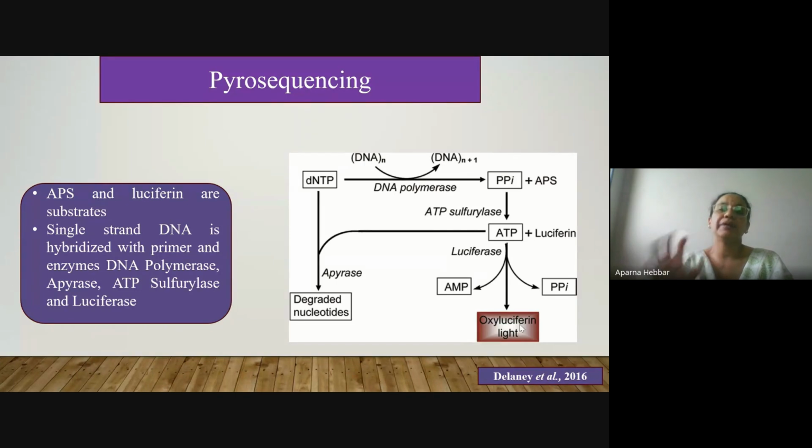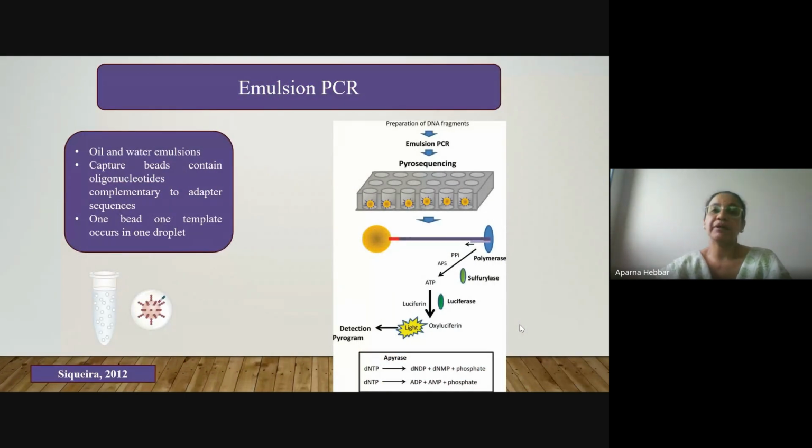This will be detected by cameras, and it will be able to identify each nucleotide upon the departure of the polyphosphate. So this is the idea behind the pyrosequencing principle, and the emulsion PCR method is involved in amplification.